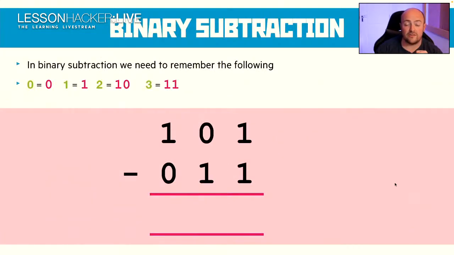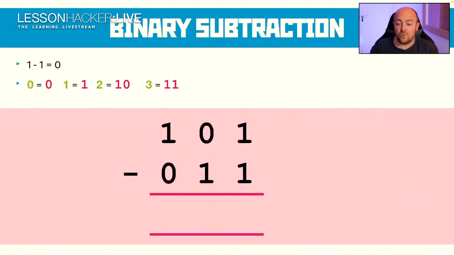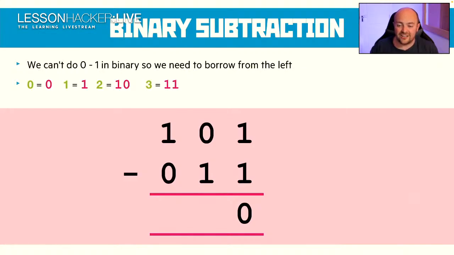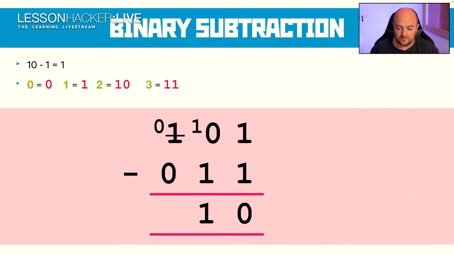Okay, you could have binary subtraction. It works just like normal subtraction, except we need 0, 1, 2, and 3 at the top to remember it. So if I do 1 take away 1, that gives us 0. Now 0 take away 1, I can't do, so I'll have to borrow from the left-hand side. If I borrow from that, I end up with 0, and what I'm left with on my side is 1, 0, which is 2. 2 take away 1 is 1. And on the end, 0 take away 0 is 0.